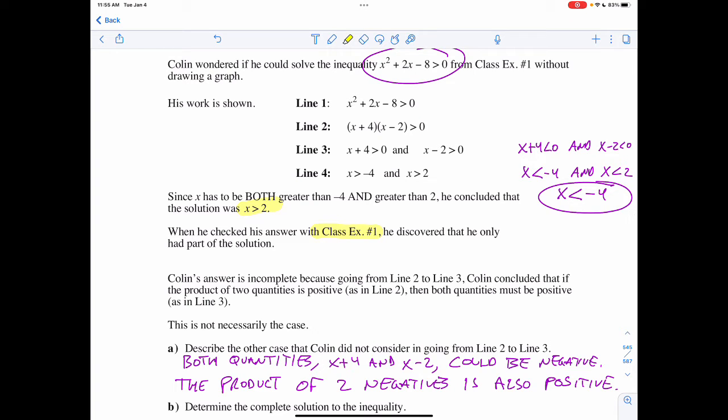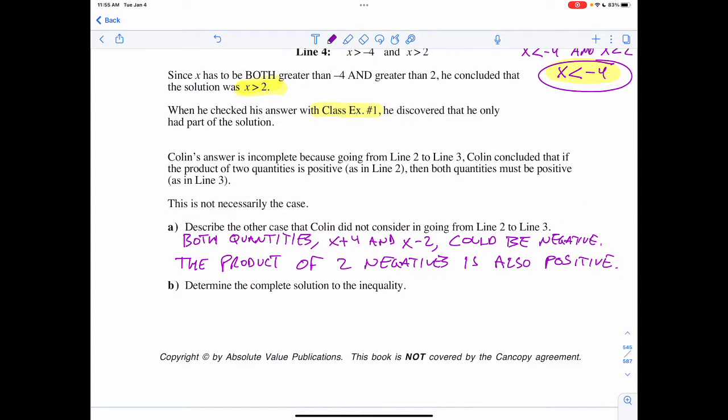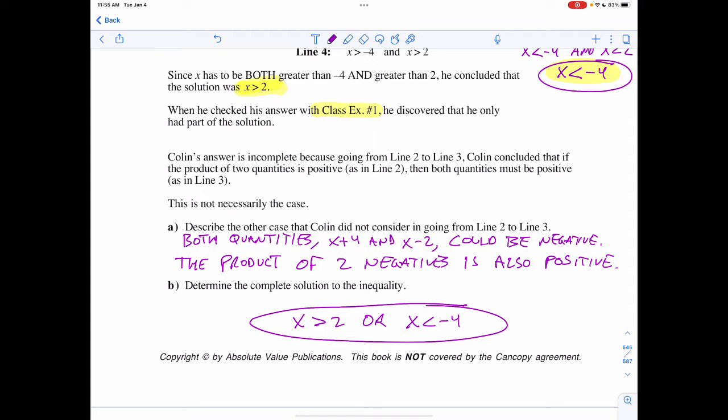And when I take both those possibilities together, that's going to give me my full solution region. It could all be positive, x is greater than 2, or they could all be negative, x is less than negative 4, and that's my complete solution region.